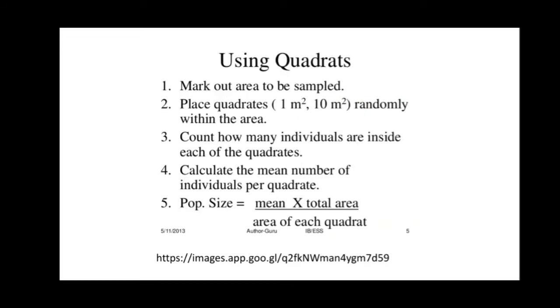Now, using quadrats, how to use them? What you have to do is mark out an area to be sampled. Place quadrats, 1 meter square or 10 meter square, randomly within the area. Count how many individuals are inside each quadrat. Calculate the mean number of individuals per quadrat. The population size is equal to the mean times the total area divided by the area of each quadrat.